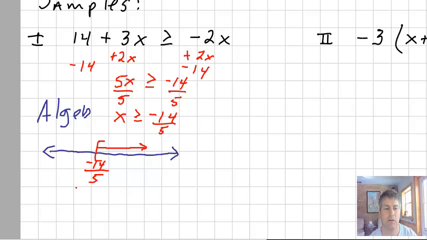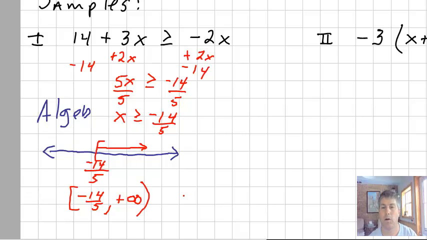And then using interval notation, we're going to go everywhere from negative 14/5. We're including it, so again, a bracket. And all the way up to positive infinity.